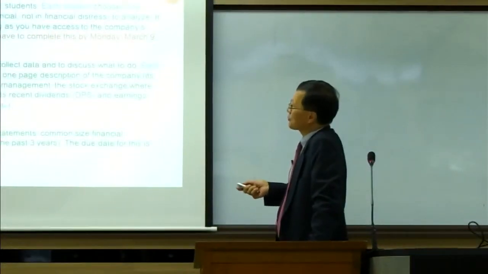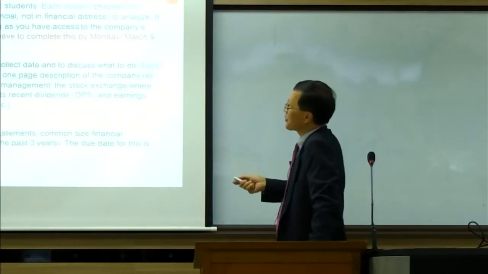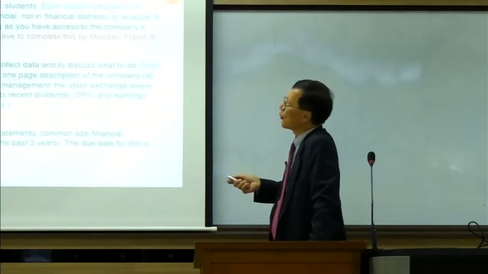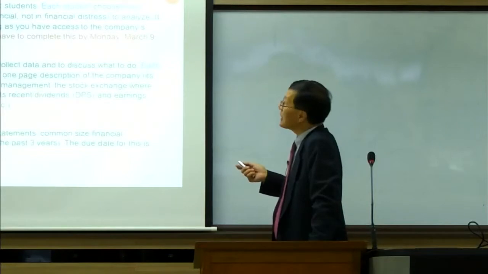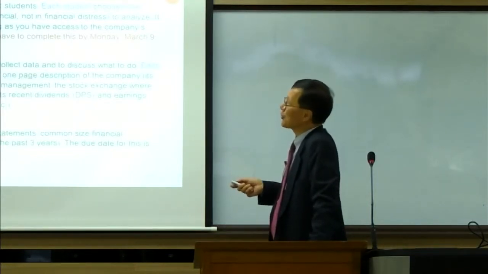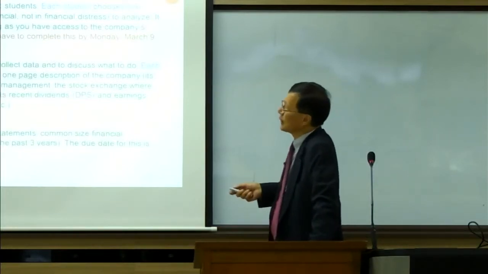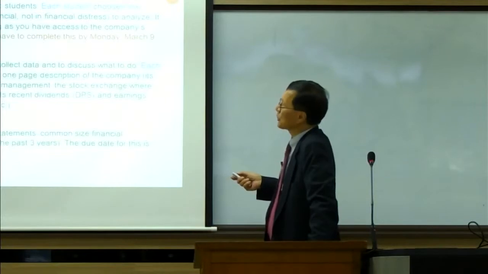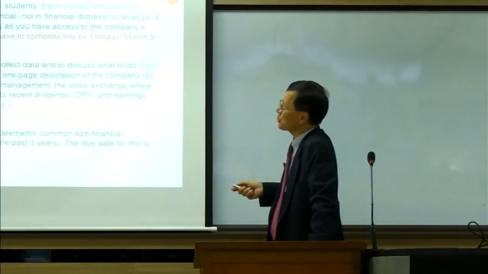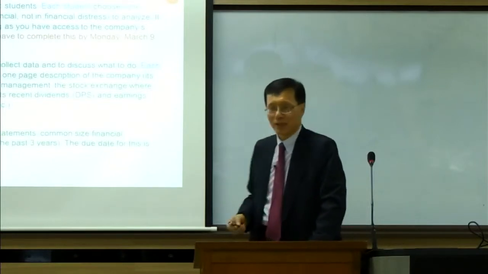Here are the deadlines for the next 3 segments. The first one is not really a segment. From a group of at least 4, but no more than 6 students, each student chooses 1 corporation listed on the stock exchange, non-financial, not in financial distress, to analyze. It does not have to be a Korean corporation so long as you have access to the company's financial statements and/or annual reports. You have to do this by Monday, March 9.